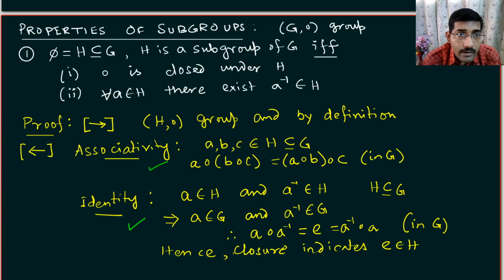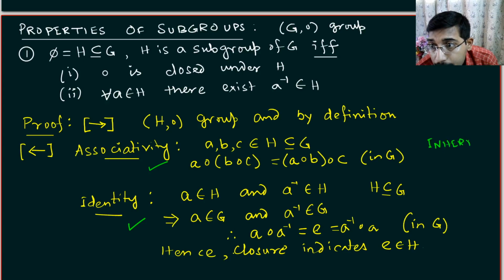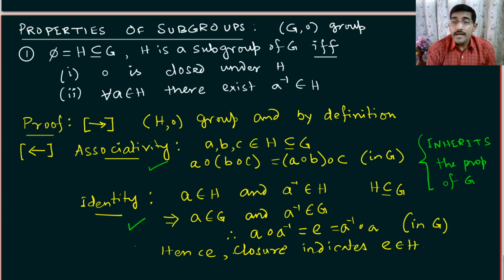Actually, here what we have done is something which is called inherited. In both the cases, since it's a subset, we inherited the property of G.